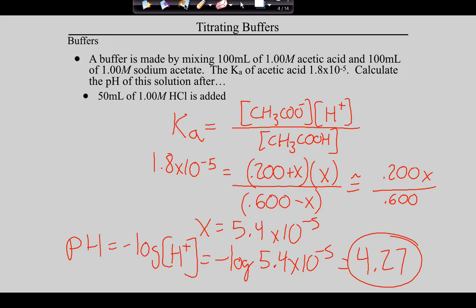That's what buffers do. Guys, if you had dumped that acid, 50 milliliters of 1 molar, into water, the pH would have fallen off the table. But because you're dumping it into a buffer, the pH doesn't change much, as represented by that value. Do you get the idea? You see how these work? Yeah?